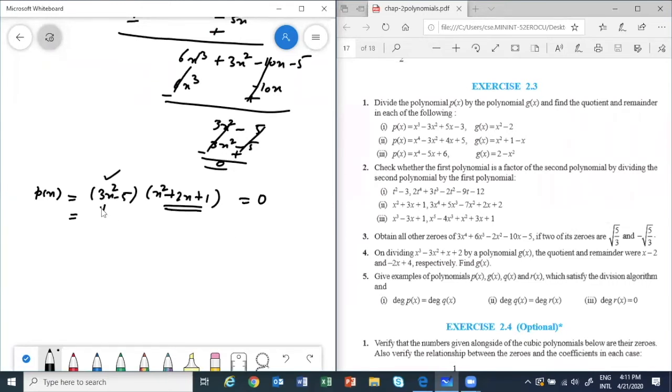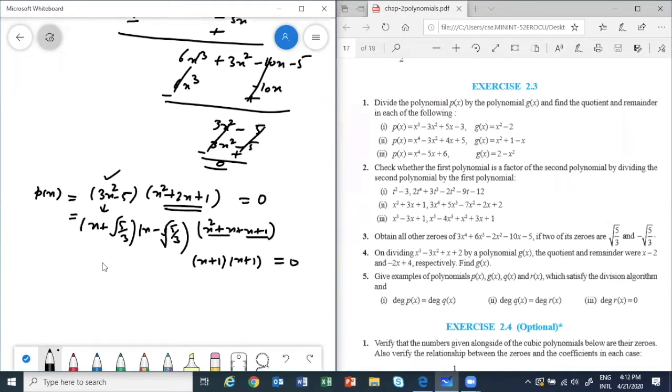So this 3x² minus 5, we got from where? x plus under root of 5 by 3, x minus under root of 5 by 3. Okay, this already we have. This one will split the middle term. What will happen? We'll get x² plus x plus x plus 1. Okay. So what will this give me? x plus 1. Okay, then again x plus 1.